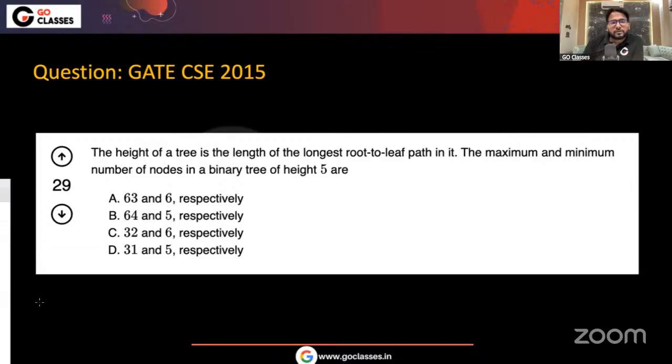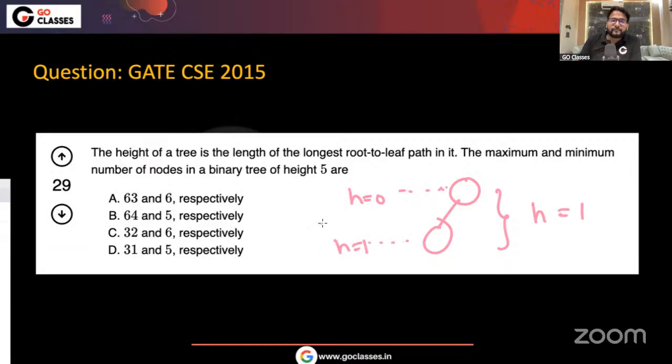Okay, so let's solve this question. What they're saying: the height of a tree is the length of the longest root to leaf path. What are the maximum and minimum number of nodes in a binary tree of height 5? So they are saying the length of the longest root to leaf path. So basically this height is 1 because this length is 1. So you can say this is h equal to 0, and this is h equal to 1.